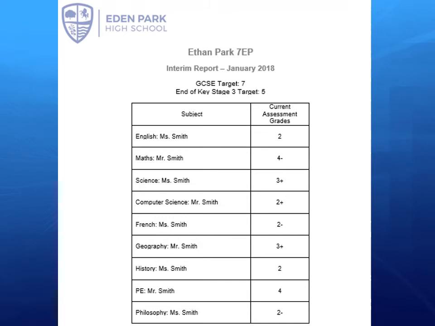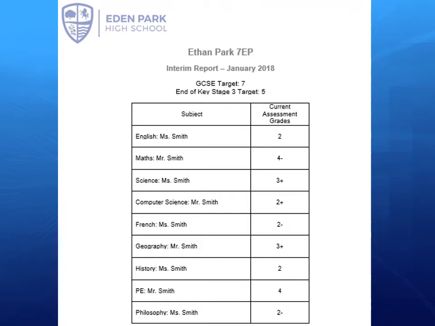So here's an example of a report. The target grade for the end of Year 11 for this child is a grade 7, and the end of Year 9 grade, so the end of Key Stage 3 target grade, is a grade 5. The current working grade for English is a grade 2. For Maths, it is a 4-. For Science, a 3+. And you can see as you go down the page the grades they are working at for each of those subjects.